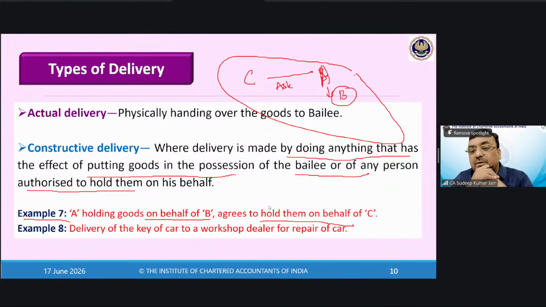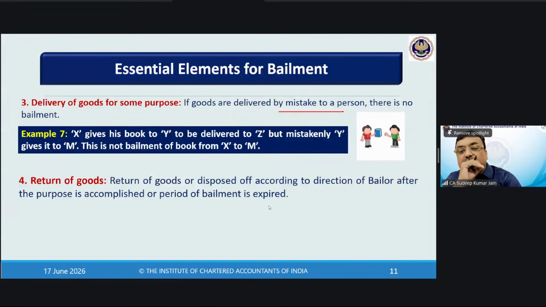Sir, if A gave a book to B and forgot to ask, wouldn't that be quasi not? Quasi contract.